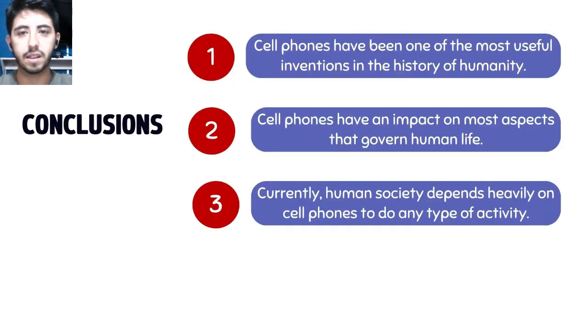Conclusions. First, cell phones have been one of the most useful inventions in the history of humanity. Second, cell phones have an impact on most aspects that govern human life. And third, currently, human societies depend heavily on cell phones to do any type of activity.